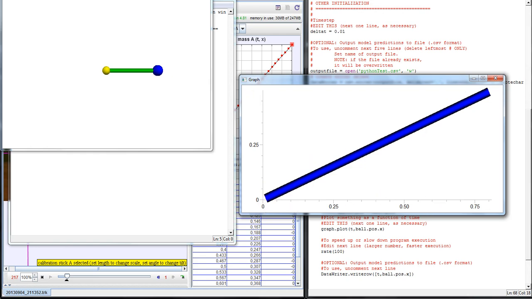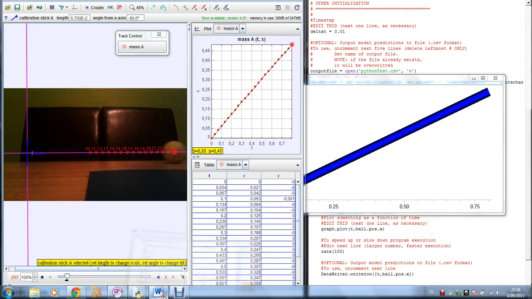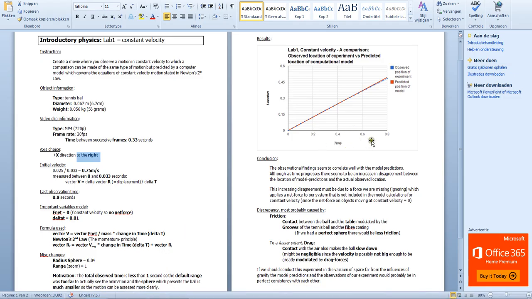Now this graph combined with this graph looks like this in our Google Sheet production, where you can see the time on the x-axis, location on the y, where we can see the two graphs simultaneously. The red line is the predicted position of our model, the blue dotted line is the observed position of our experiment. From this we can draw a conclusion that the observational findings seem to correlate well with the model predictions, although as time progresses, there seems to be an increase in disagreement between the location of our model predictions and the actual observed location.